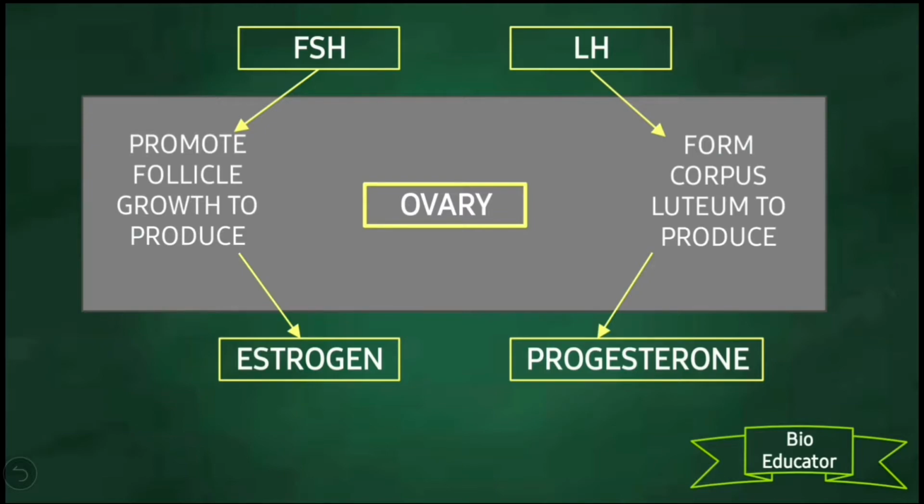Now the FSH and LH travel up to the ovary. In the ovary, the follicle stimulating hormone promotes the growth of the follicle, which further produces estrogen hormone. On the other hand, the luteinizing hormone helps to form the corpus luteum, which produces progesterone hormone.